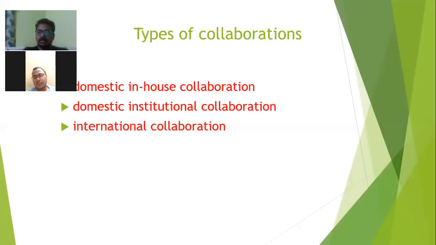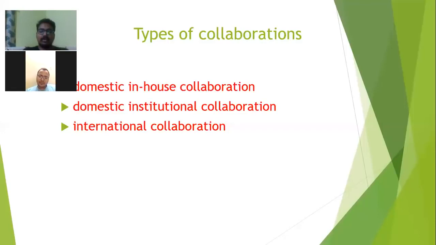The second one could be inter-domain domestic in-house collaboration, in which I am from mechanical and I collaborate with someone from the computer science department of the same institute. Or even in my own department, I collaborate with somebody who is not from my field. For example, when we do PhD or research, we know that even in the field of mechanical engineering, or even in a small field, we become very restricted. Suppose I work in the area of solid mechanics. There might be a colleague who works in the area of fluid mechanics.